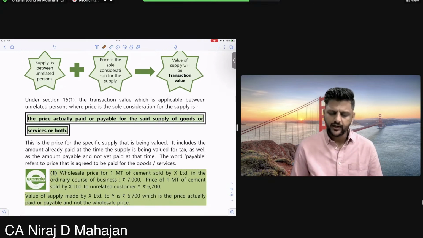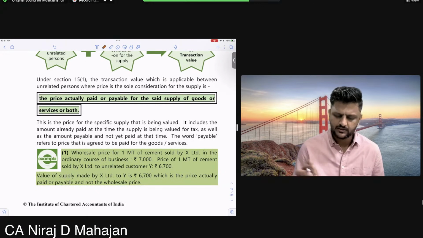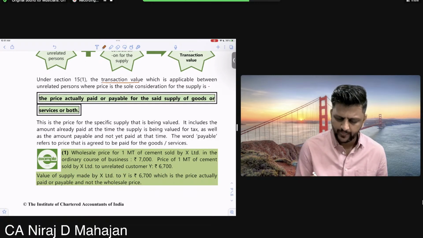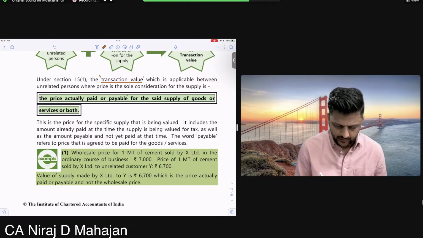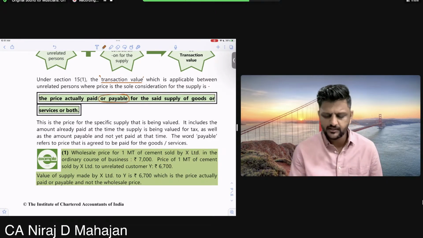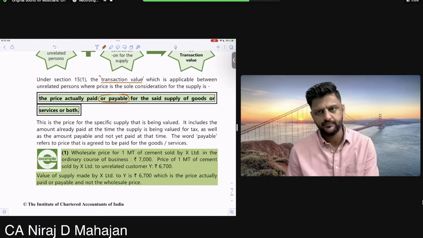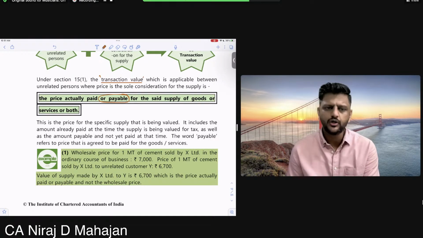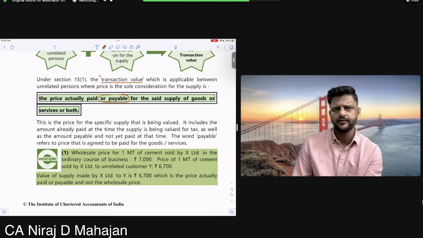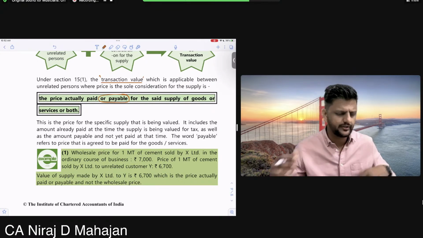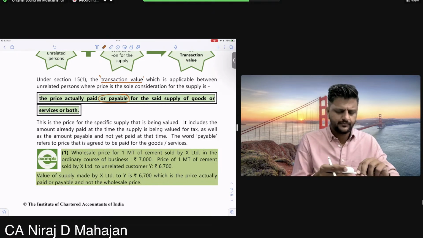So, the transaction value which is applicable between the unrelated persons where price is the sole concern for supply is the transaction value. Check here. The price actually paid or payable for the said supply of goods and or services or both. The price paid or payable. So basically, if the parties are unrelated, then what is the amount involved over here? The price paid or payable. Fine till here all of you?